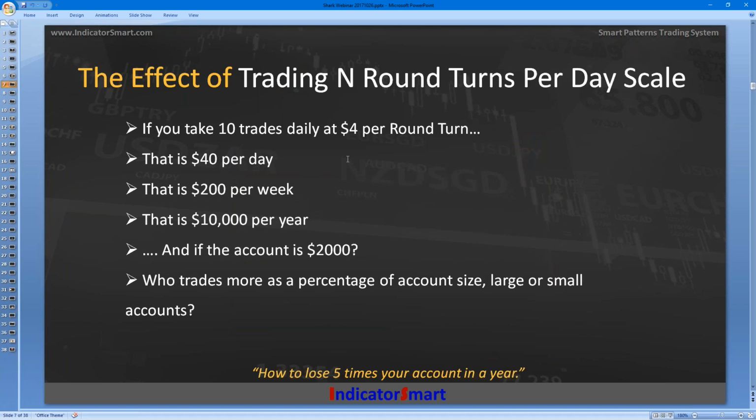A thing that I want to spend a minute on is where a lot of smaller accounts often get into trouble with this, but it has a big effect on your trading. So if you take 10 trades a day at $4 a round turn, that's $40 a day. You do that 5 days a week, it's $200 a week. 50 weeks a year, it's $10,000.